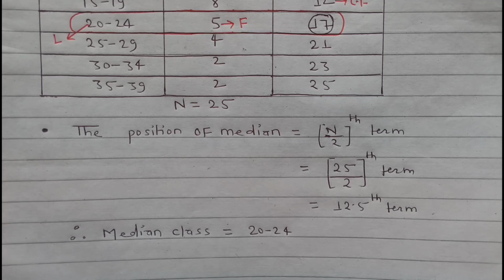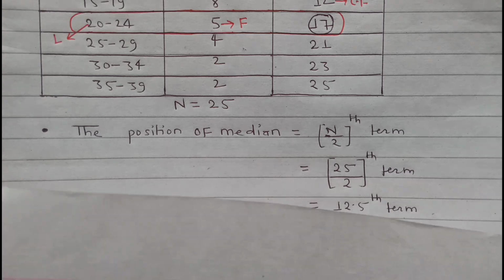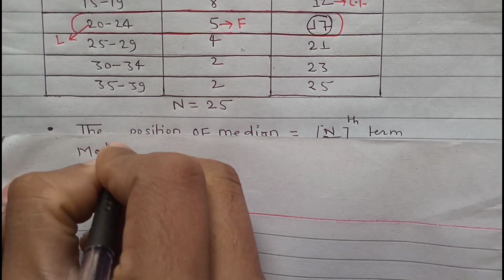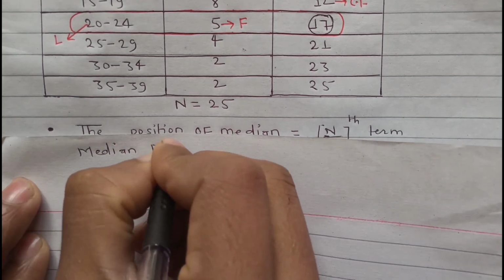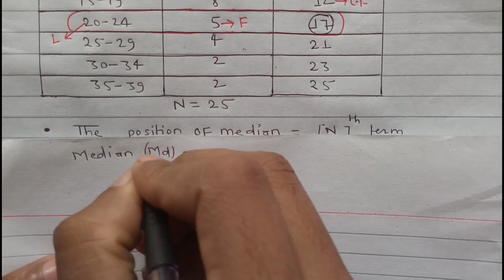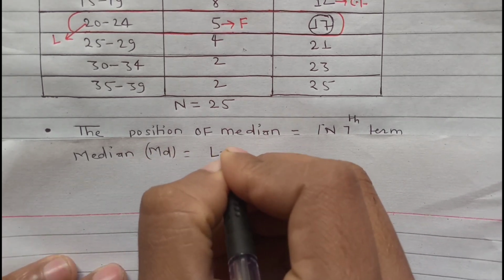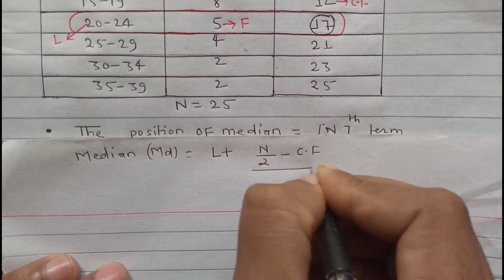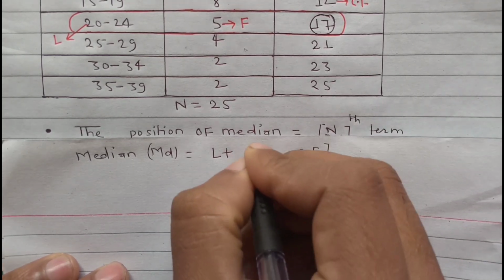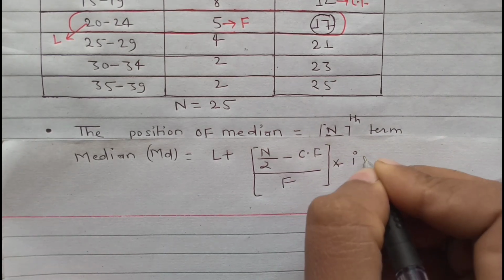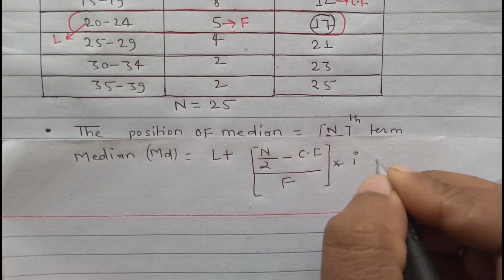Now I'm going to find the median. So the formula of median, median is denoted by MD. Sometimes it is also called 50% of data. So the formula of median is equal to L plus N by 2 minus CF by F into I. I is sometimes called C, H or S. So don't be confused.